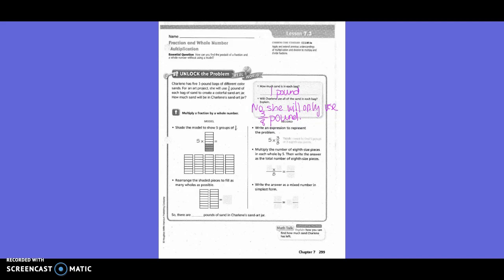Multiply a fraction by a whole number. Shade the model to show 5 groups of 3/8. So they show that there's 5, and then of one group you would color in 3. So they drew 5 individual boxes. So of those individual boxes, how many do I need to color of each one? 3.